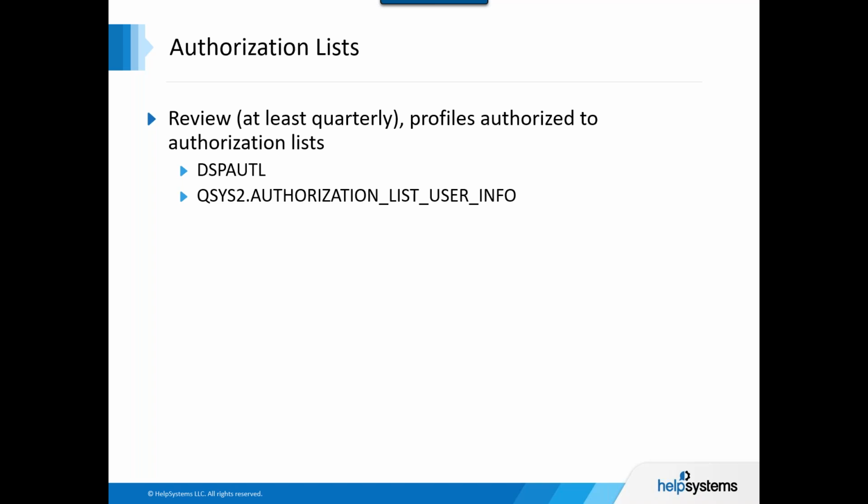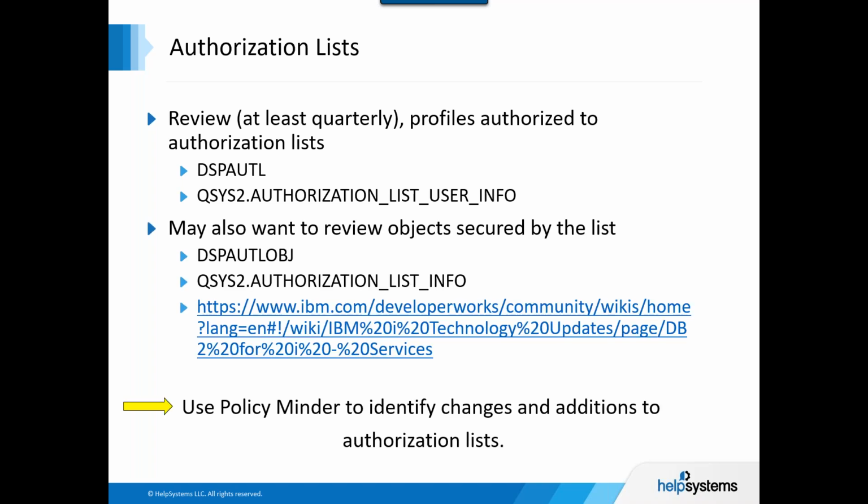So again, there's a view that you can use to list out the users authorized to an authorization list. The other thing you might want to do is review the objects secured by the list. And again, there's another view for that. And I would highly recommend using the view over the display authorization list object command, because that command can take a long time to run and the view is much faster.